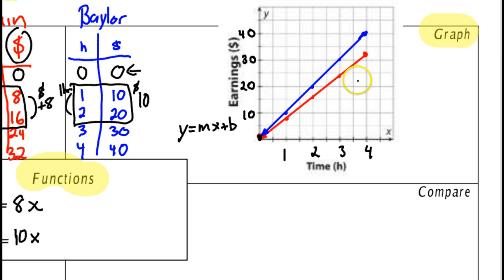You can say something like Zane makes less money per hour than Baylor, or Baylor makes more money per hour since the line's steeper, or Zane's line is less steep, so that means he makes less money. Go ahead and use that same language we have been using as far as the steepness of the line.